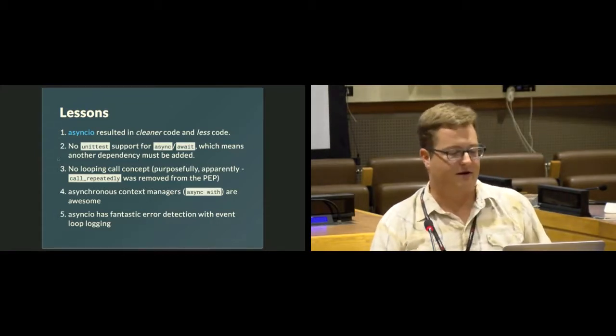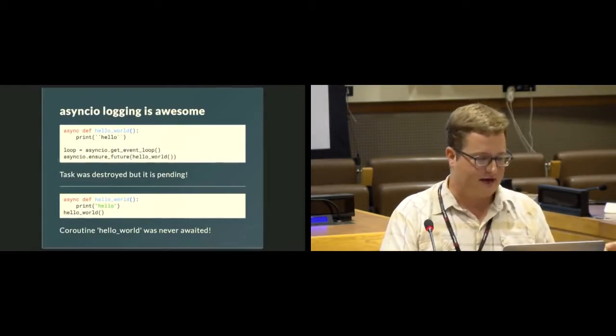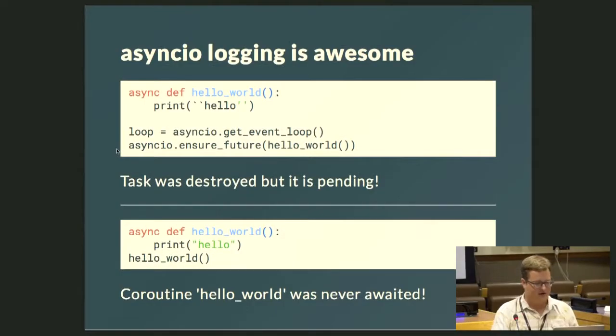And then async IO has fantastic error detection with event loop logging. So I have some examples. In the top one, I've got a coroutine where I just print hello, and when you call ensure future, it actually adds the coroutine to the scheduler. So you have to schedule any coroutine that you create, which basically says, hey, reactor, run this thing whenever you get a chance. But I never actually start the loop. So you have to say loop.run_forever or loop.run_until_complete and give it a coroutine. In this case, I never even started the loop.